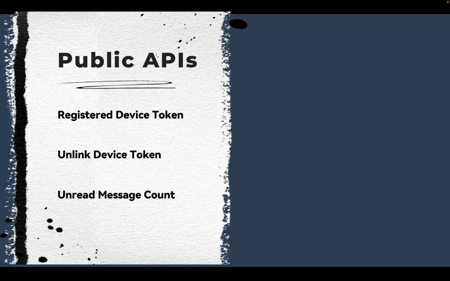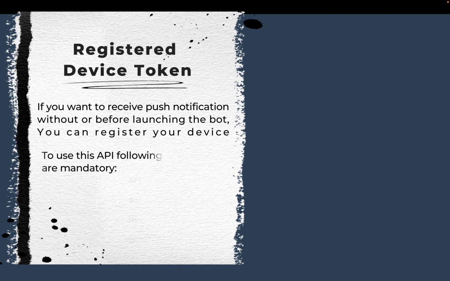There are three public APIs. First is the registered device token. Second is the unlinked device token, and the third is the unread message count. Let us talk about the registered device token. It has a use case where, let's say, if you want to receive a push notification without or before launching the bot, you can register your device.